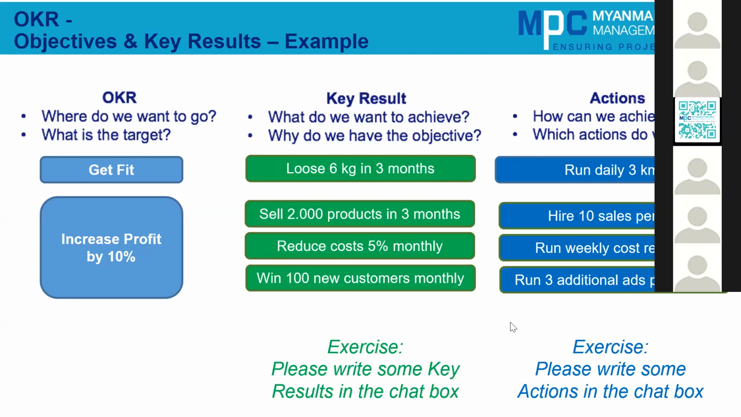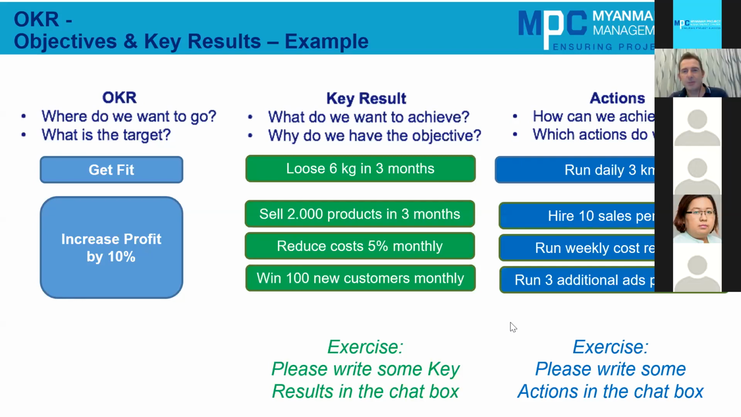Okay, an action is I hire more salesperson. I run weekly cost reviews. I run 3 additional ads per month. So you see, actions are very specific. Yeah. So for example, here the last one on the chat is also very specific, buy bulk order on raw material. And then you can even define on which, yeah, when you go down to the teams.